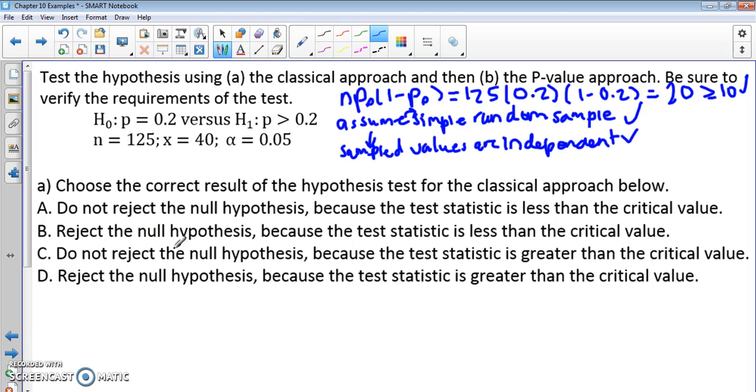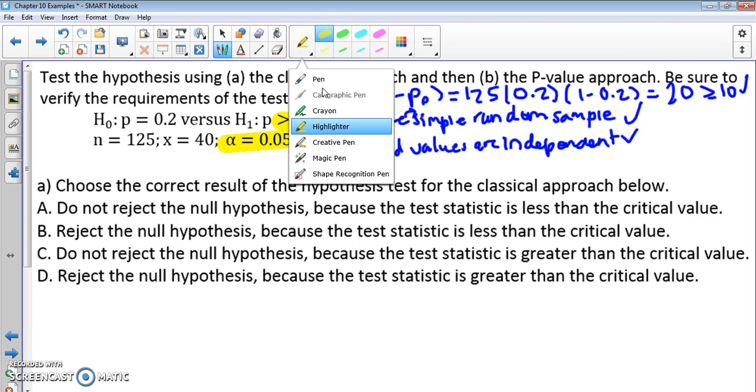Okay. So now we want to do this using the classical approach. So we can still use StatCrunch for this. That'll give us our test statistic, which we need for the classical approach. But we also need our critical value. So to determine the critical value, we're going to look at two things here. We're going to look at our alpha and the symbol in our alternative hypothesis.